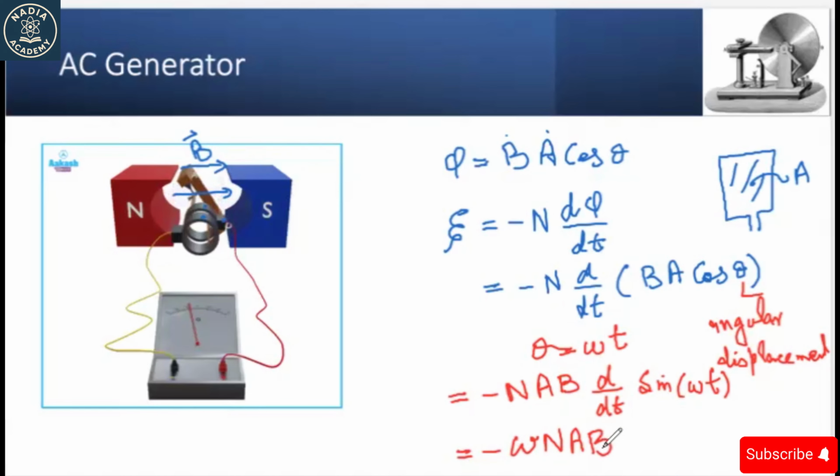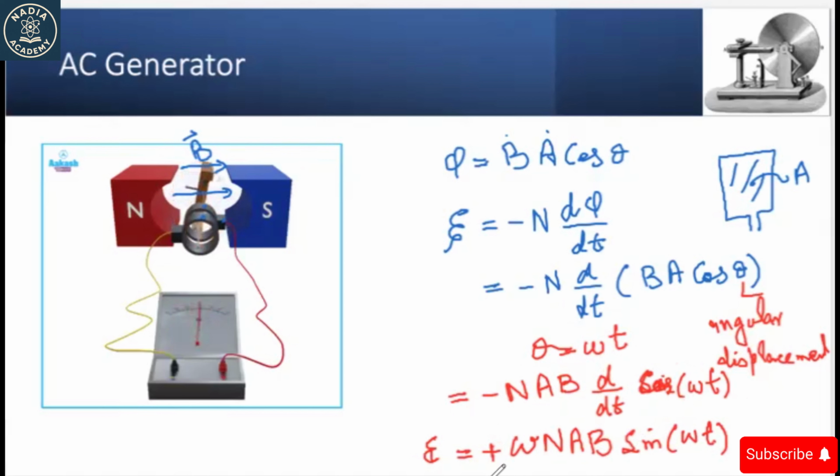And times, sorry, here we must have a cos. When we apply this time derivative, we will get the sin omega t. The derivative of cos is a negative sin, so we will get a positive sign here like this.